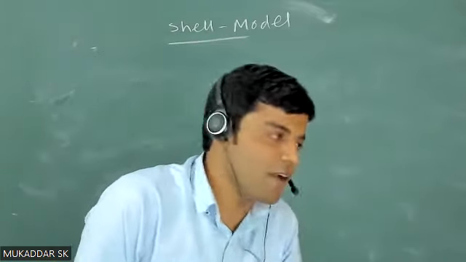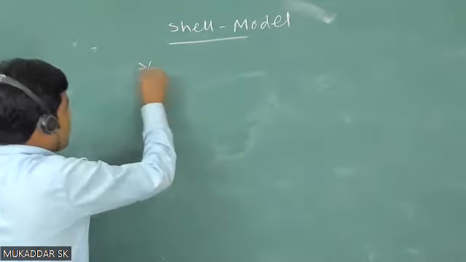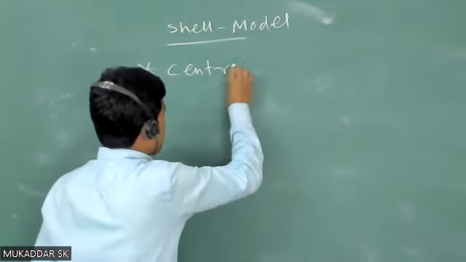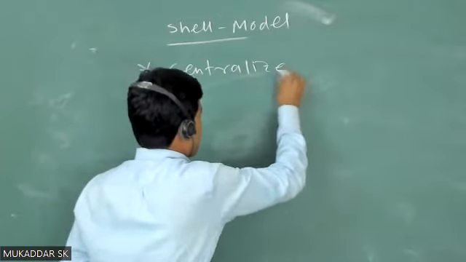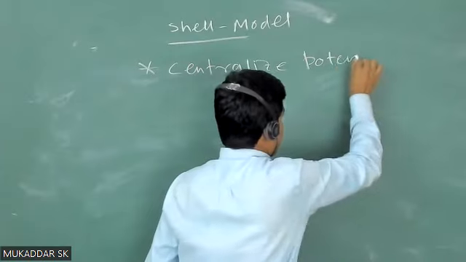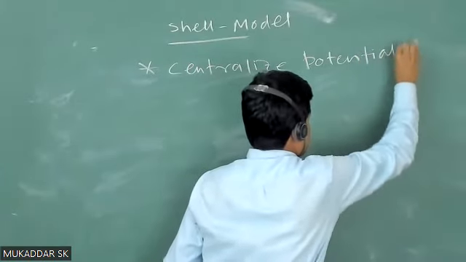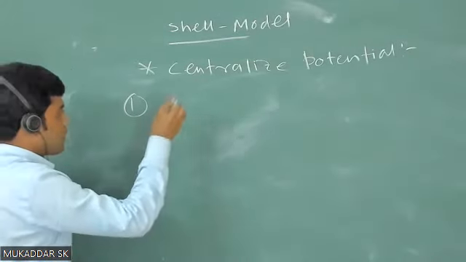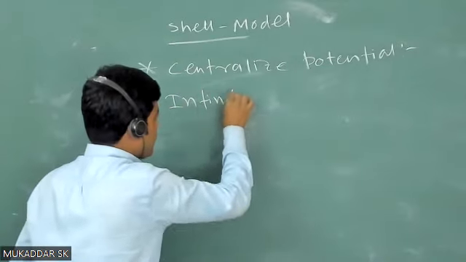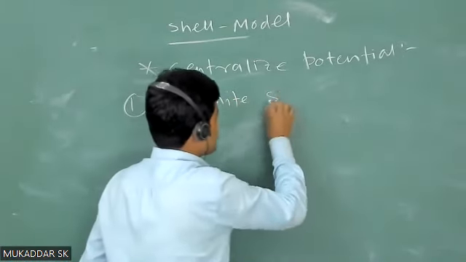So I'll start from the simplest potential. But please keep in mind, we don't know the form of centralized potential. So I'll assume we have a centralized potential. So first, I'll take the infinite square well potential.